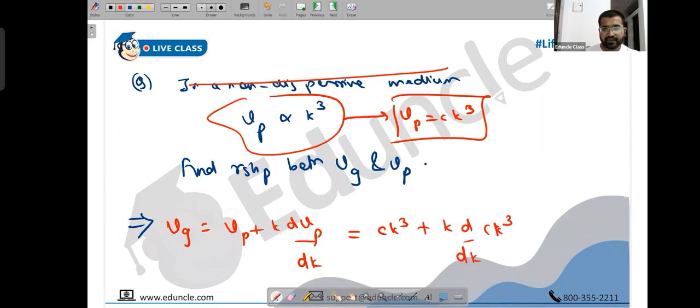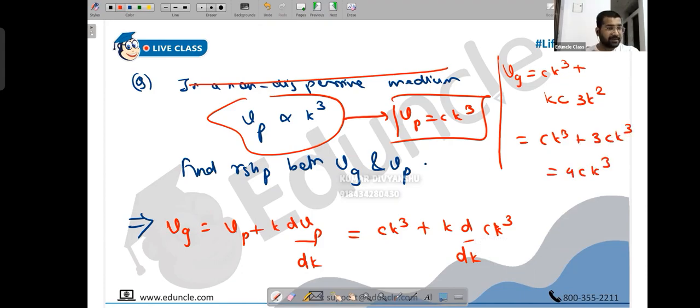What do we have? Vg is equal to c k cube plus k times c, with c outside, times the derivative of k cube with respect to k, which is 3k square. So you have c k cube plus 3c k cube, which is 4c k cube. But c is something they will not give, so you have to get rid of c. c is Vp upon k cube. So 4 Vp upon k cube into k cube. So Vg is 4 times Vp. Make a note: Vg is 4 times Vp. Ask me if you have any questions. Do not hesitate.